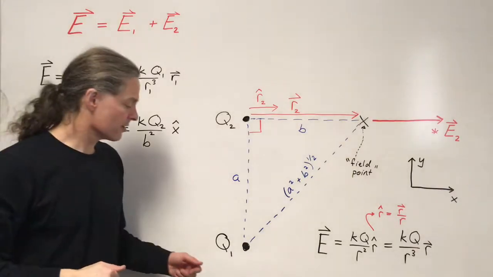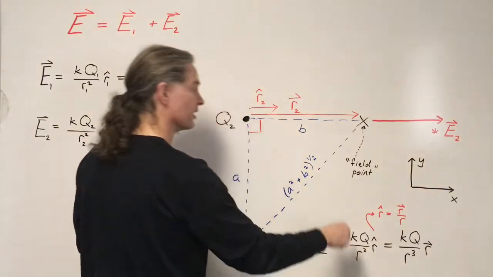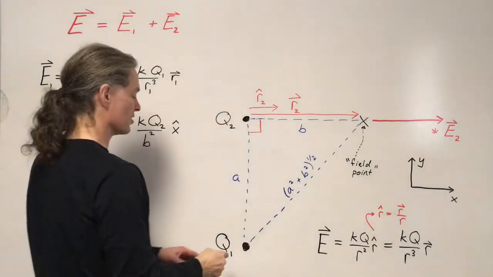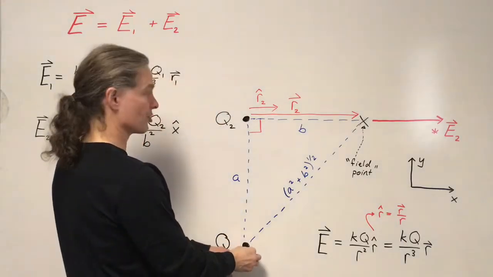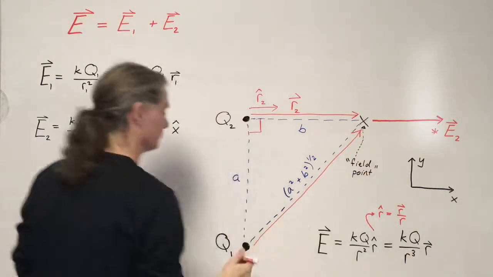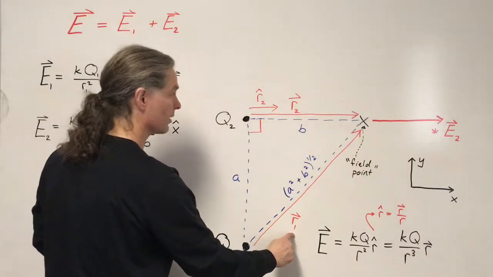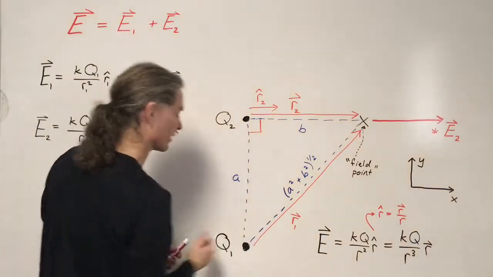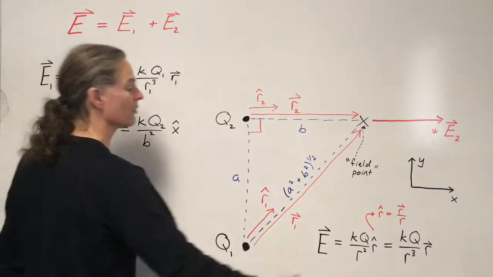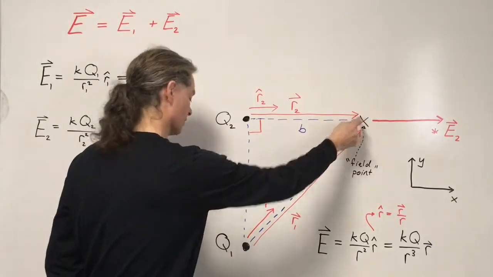So we can do the same thing for charge 1. We can apply this formula for the electric field vector at the field point due to charge 1. So we need to write in a separation vector from charge 1 to the field point. I'll call that separation vector R1 vector. We can put in a separation unit vector that's in that same direction. And now we can apply this formula to find the electric field vector contribution at the field point due to charge 1.